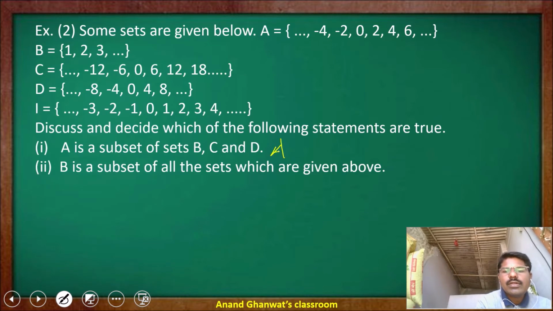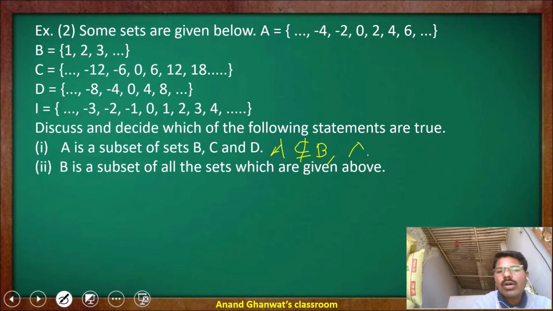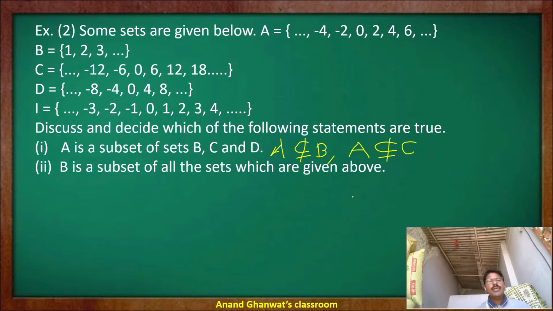A is not a subset of set B. Now next, let us check whether A is a subset of C or not. So -4 is not present in set C. Therefore A is not a subset of set C.